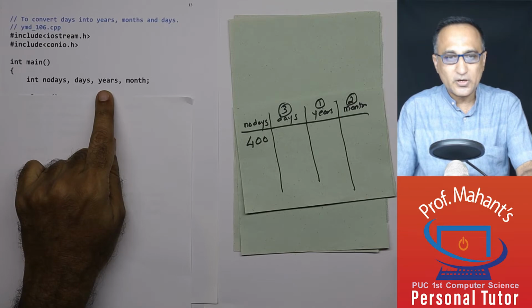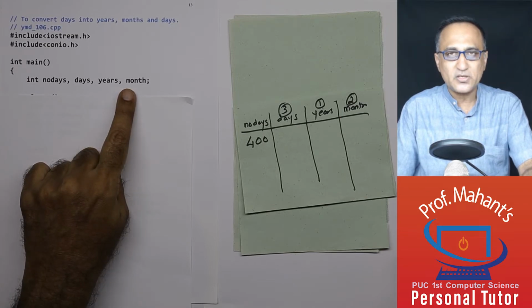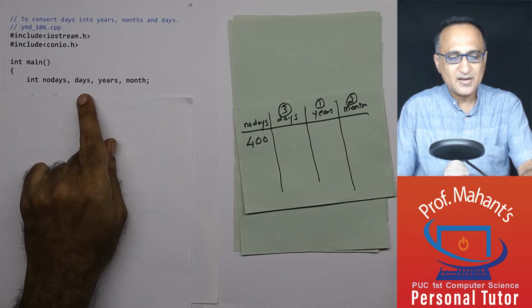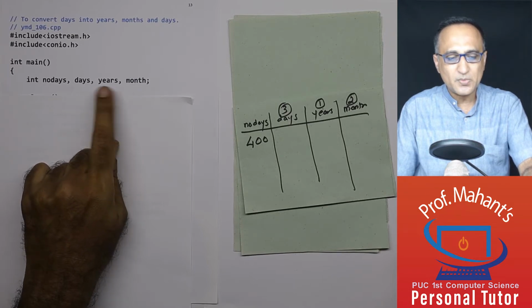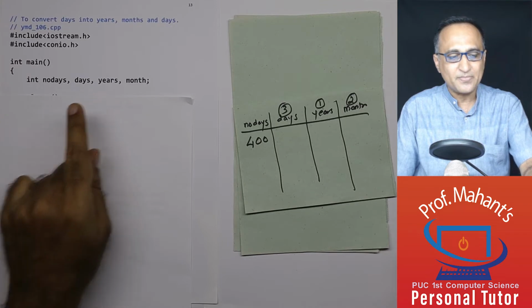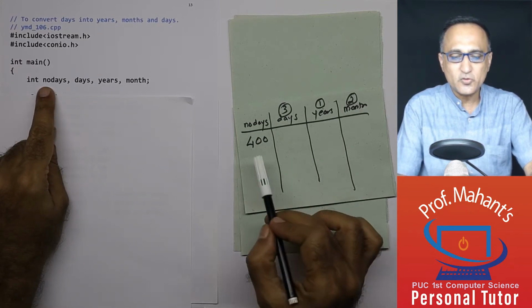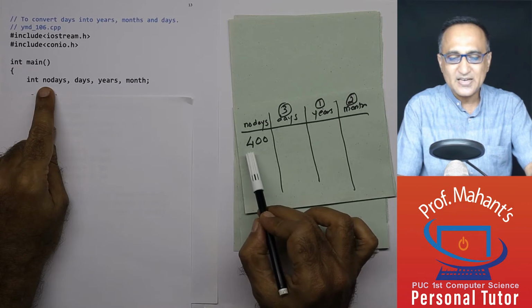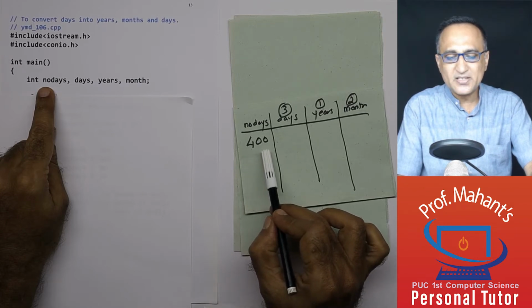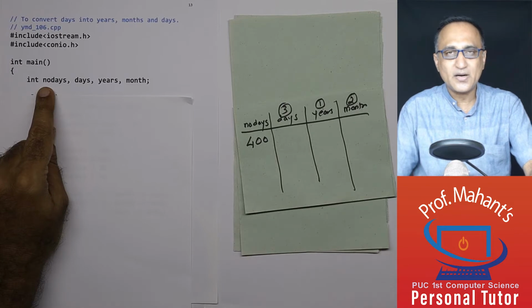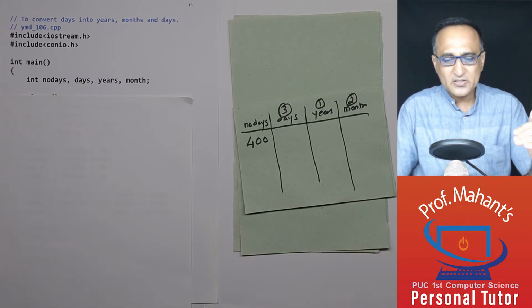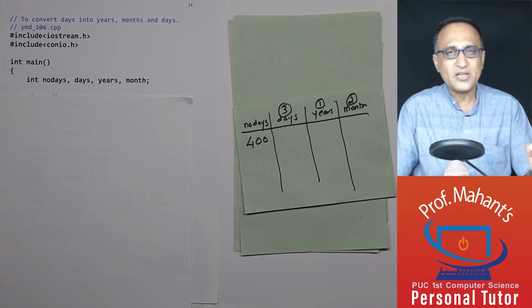Years will store the total number of years, month will store the total number of months, days will store the remaining days. So it could be 2 years, 6 months, 10 days, something like that. Number of days is a variable which is used to store the total number of days. So let's assume the user enters the total number of days as 400. Before we completely solve this problem, a few assumptions are required. We are assuming that the number of days in every month is 30.